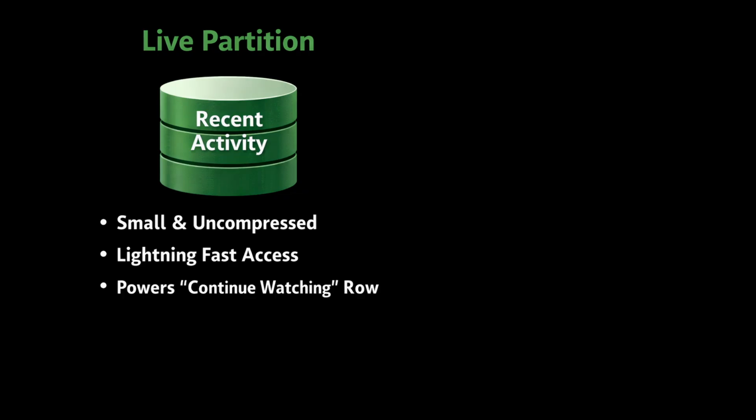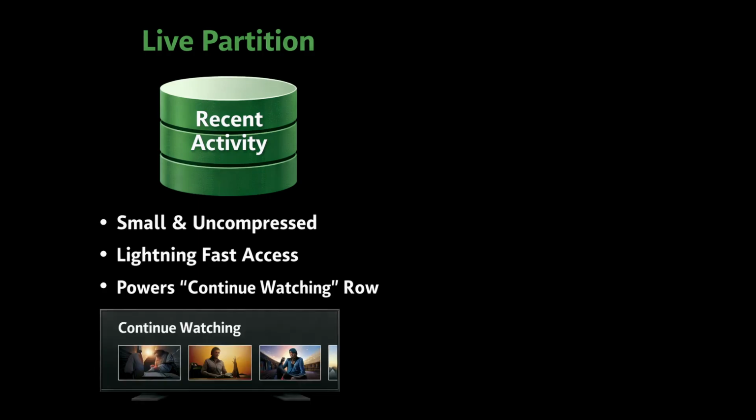So they split your data into 2 distinct partitions. They have a live partition, which holds your recent activity. This is small, uncompressed, and lightning fast to read. This is what powers your continue watching row.